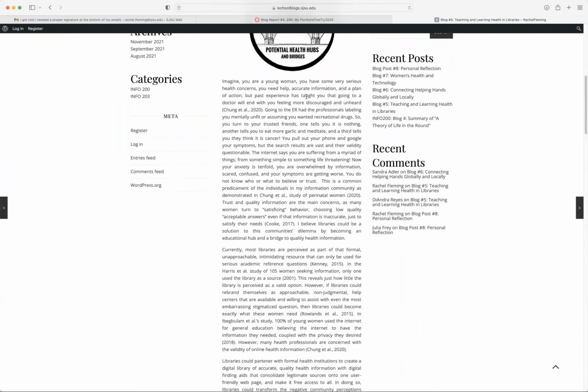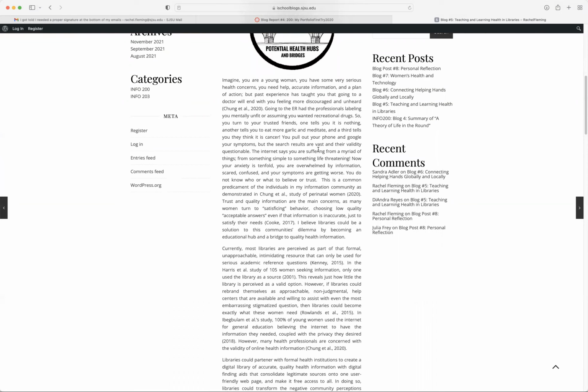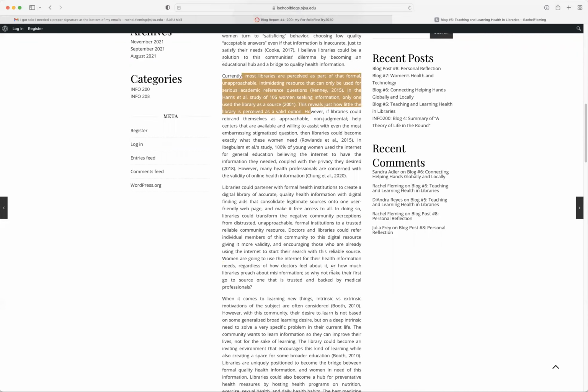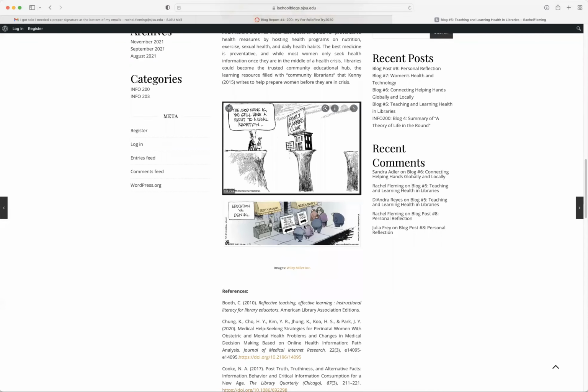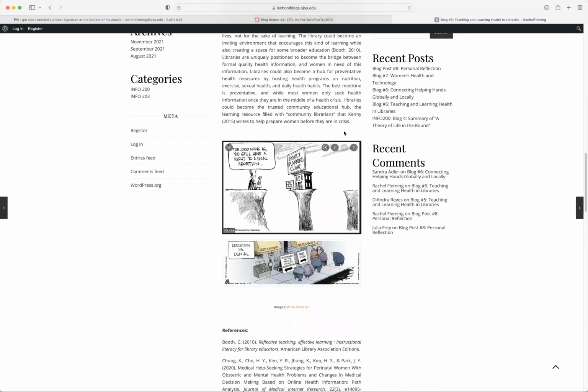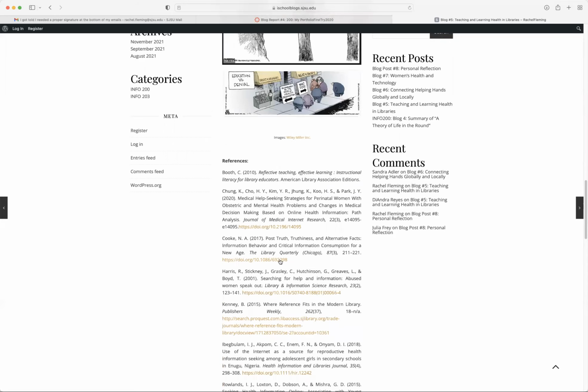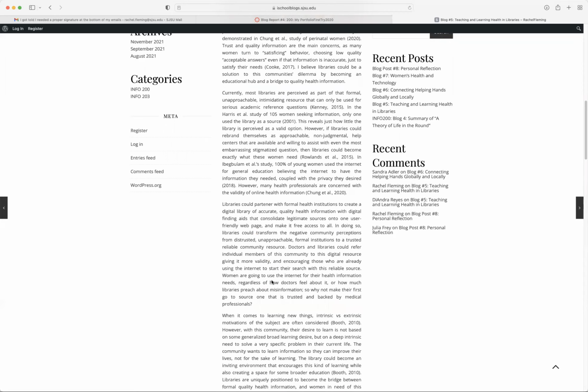And so again, I started with imagine you are, trying to put you in the shoes of the person who would need this information. And then I go into current perceptions of libraries. And then I ended this time with some fun comics that I thought were relatable. And obviously the references down here at the bottom. And I started making sure I had DOIs in every single one that was easily accessible.